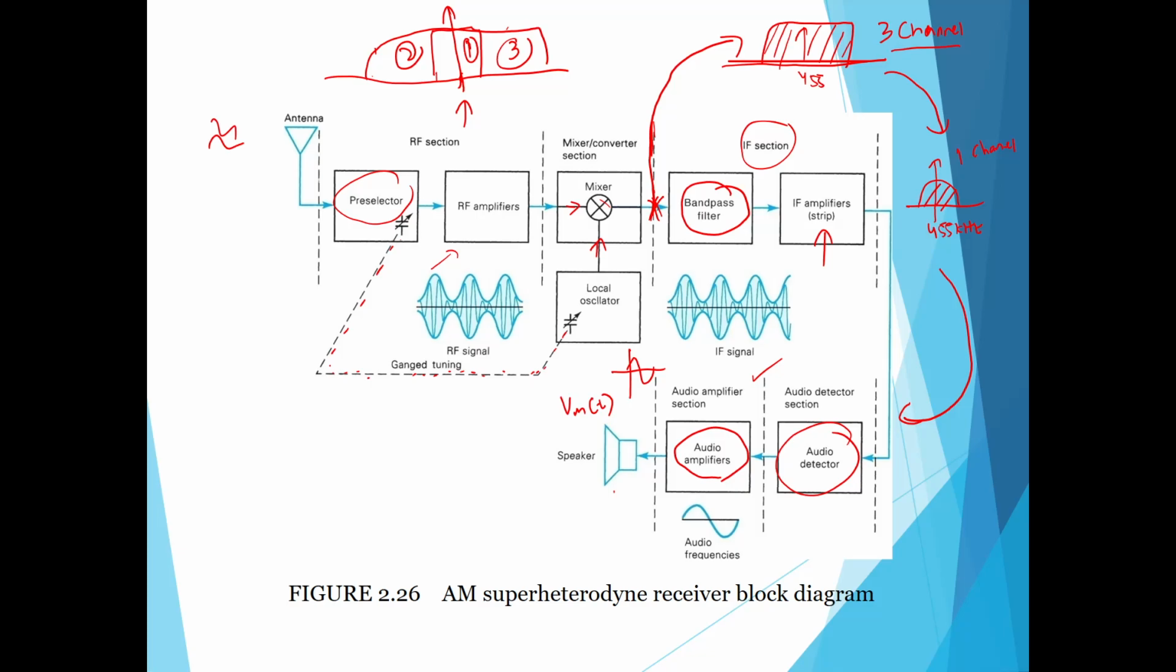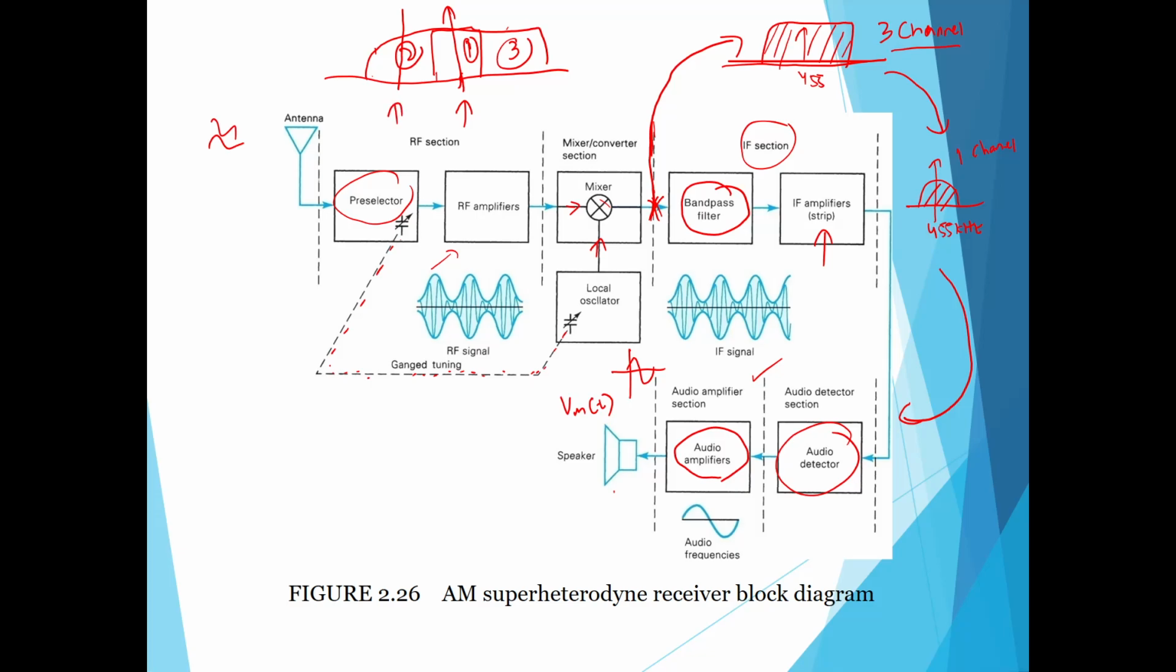So how does the bandpass filter select? It will tune to the center frequency of the channel. It will tune to the center frequency of that channel. Then you will get that channel frequency. Let's say I want the second channel, so it will tune to the center of the second channel, this center frequency, and remove 1 and 3.